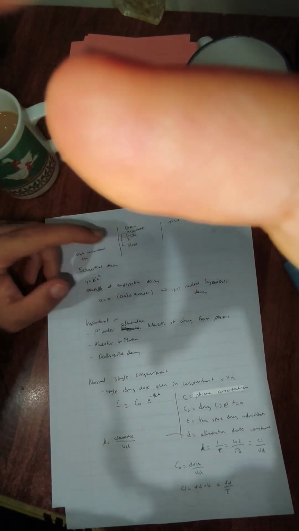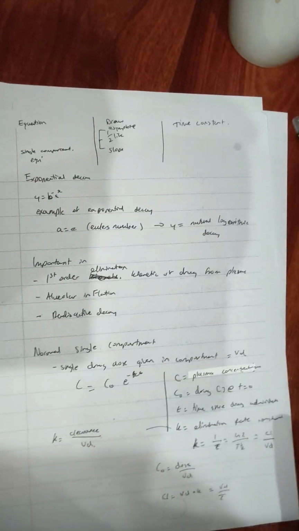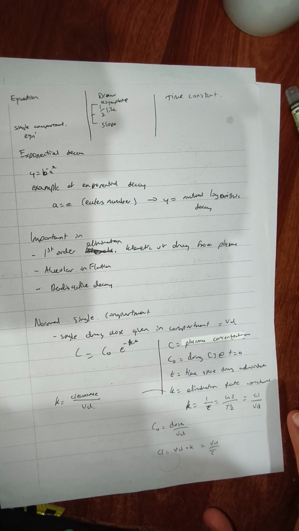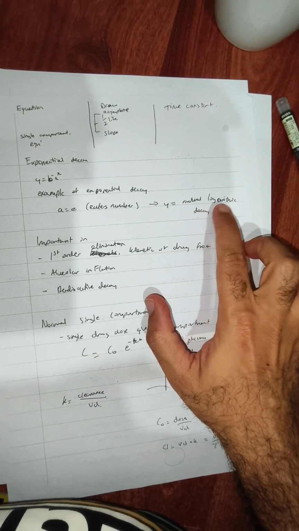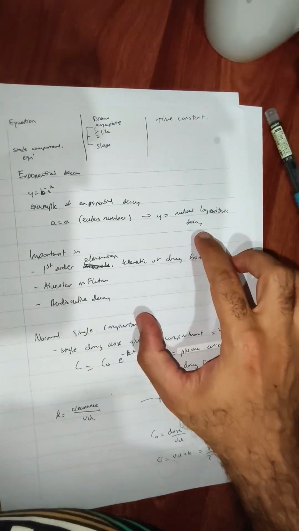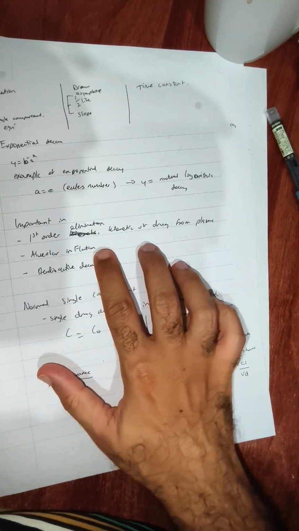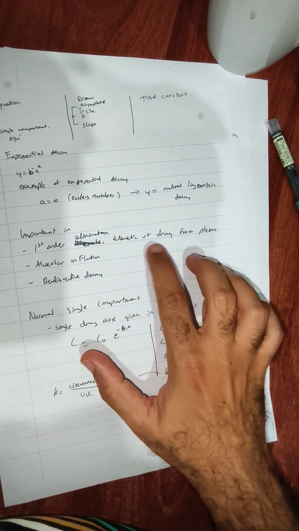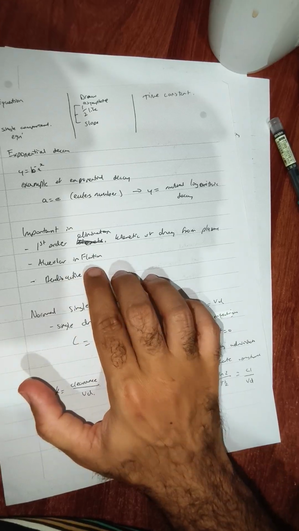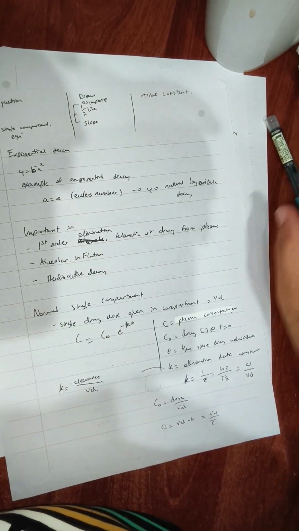So for example, exponential decay, with a to the e, Euler's number. Y is natural logarithm decay. Important in first order kinetics, elimination kinetics from the plasma, alveolar inflation, radioactive decay. So these are examples.